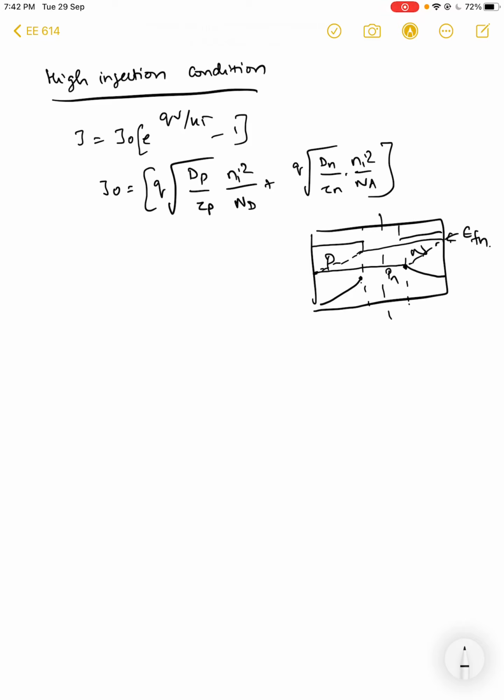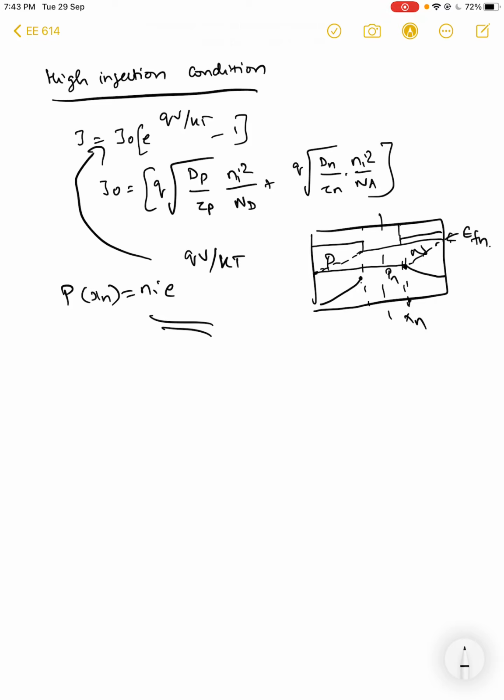And we also saw this relationship that the hole density at the edge of the depletion width, so we call this xn, right? P of xn is basically ni e power qV by kT, right? And it is this which led to the actual current derivation that we saw here. It is this boundary condition, that you have so much hole injection from the p side, which leads to the forward current as we saw before, right?